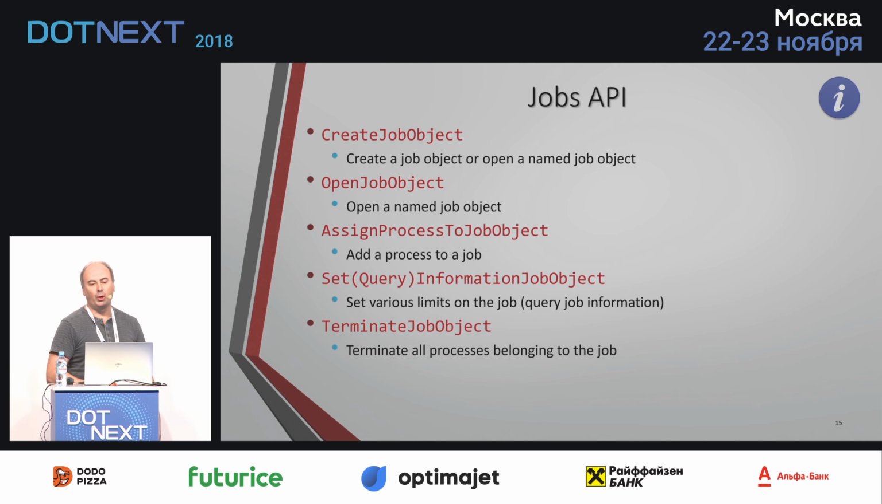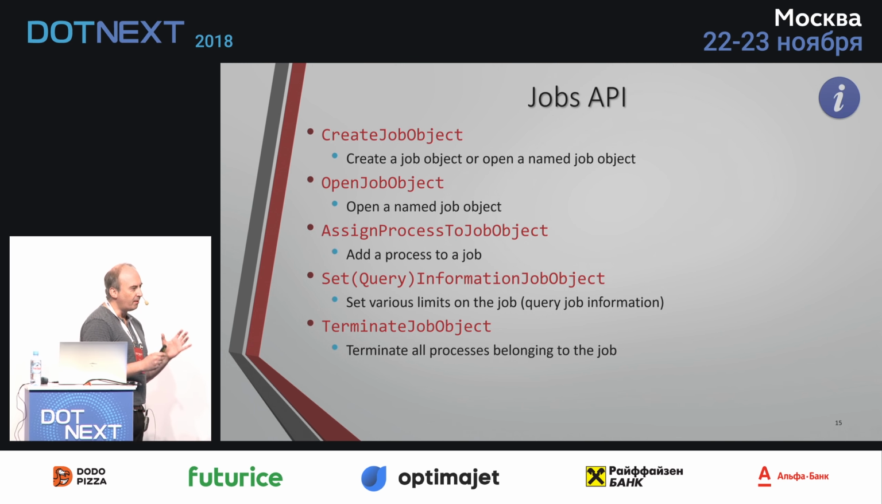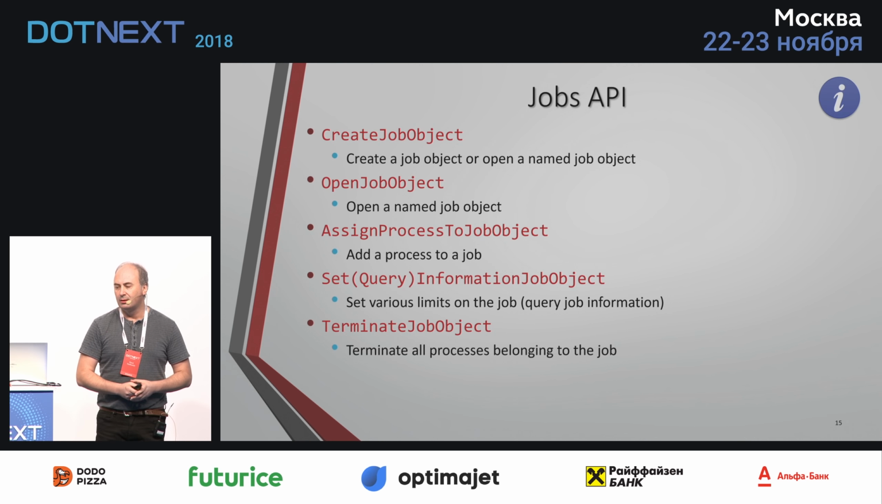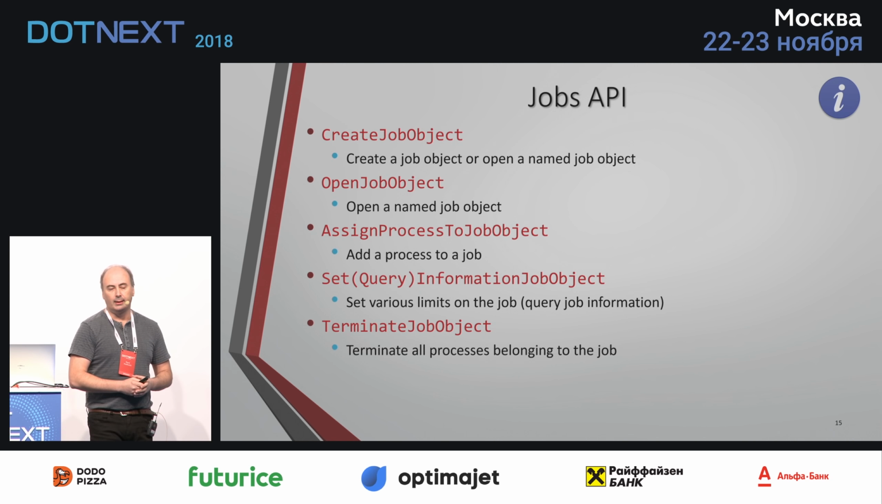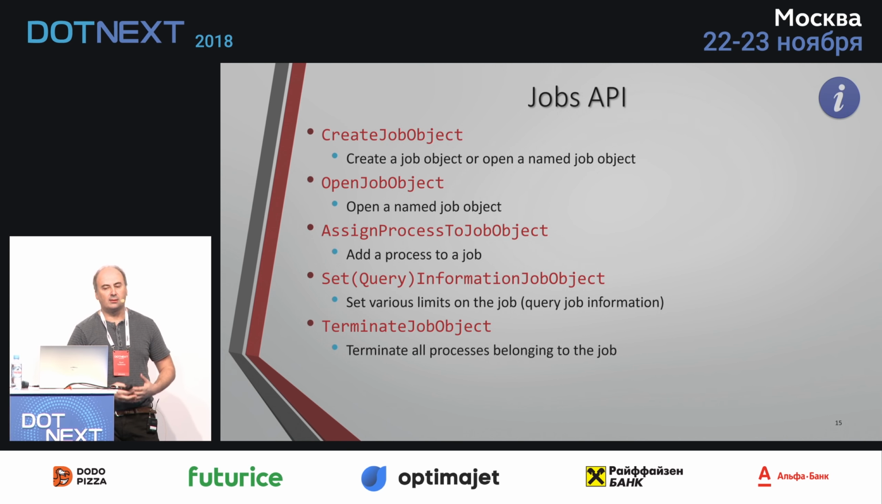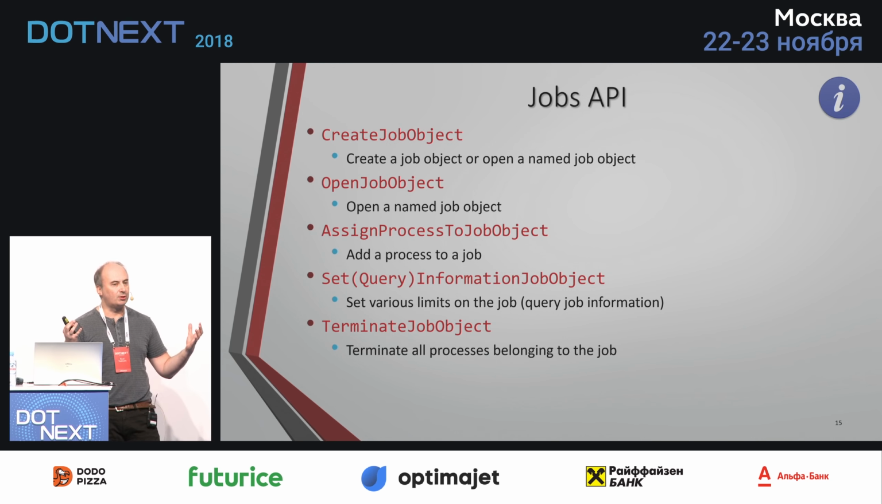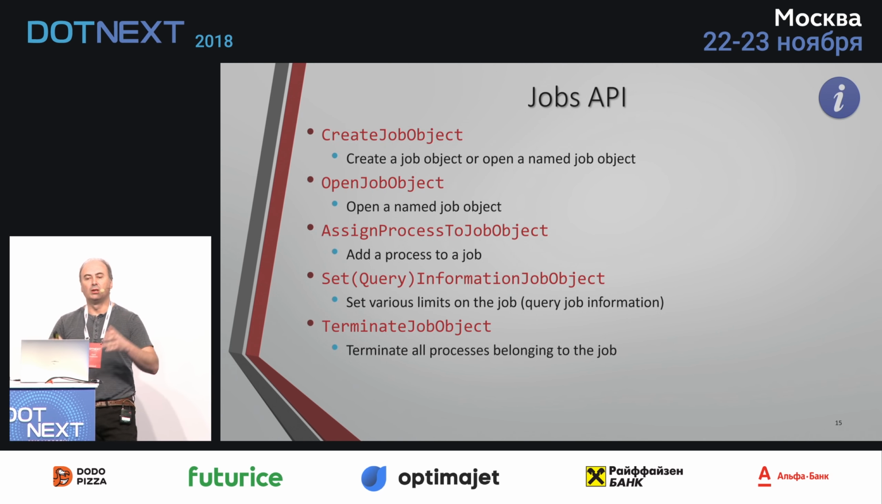So here's kind of a quick round on the job API. It's really a very small set of APIs. This is almost all of them. And again, the thing is that the set information job object is a super function. So everything interesting is actually right in there.